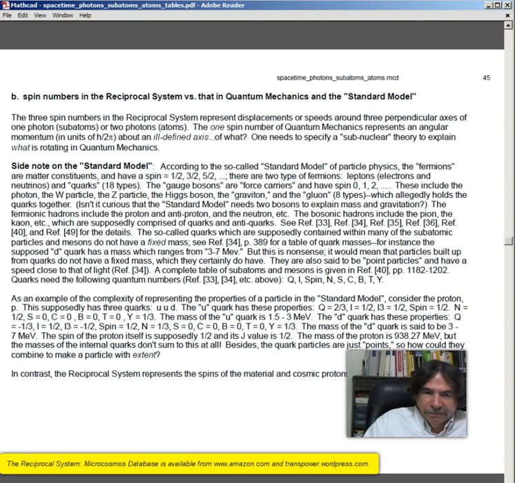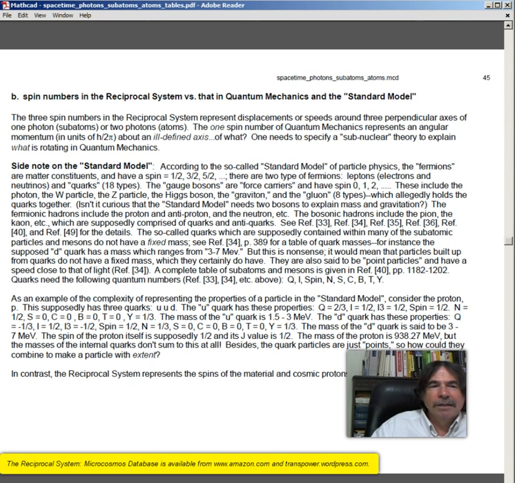According to the so-called standard model of particle physics, the, quote, fermions are matter constituents and have a spin equals 1/2, 3/2, 5/2, etc. There are two types of fermions, leptons, which are electrons and neutrinos, and quarks, and there are 18 types of those. The, quote, gauge bosons are force carriers and have spin 0, 1, 2, etc. These include the photon, the W particle, the Z particle, the Higgs boson, the graviton, and the gluon, of which there are 8 types, which allegedly holds the quarks together. Isn't it curious that the standard model needs two bosons to explain mass and gravitation?